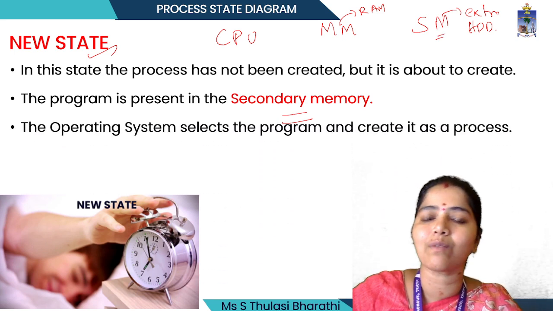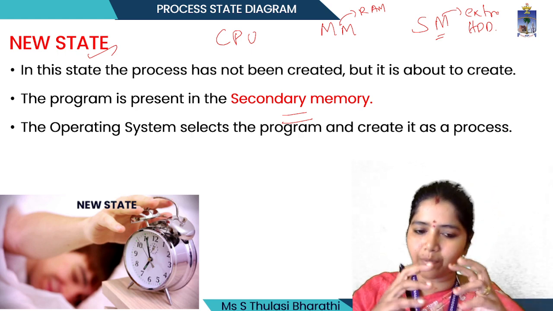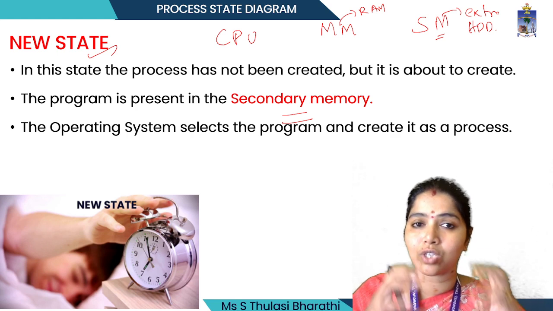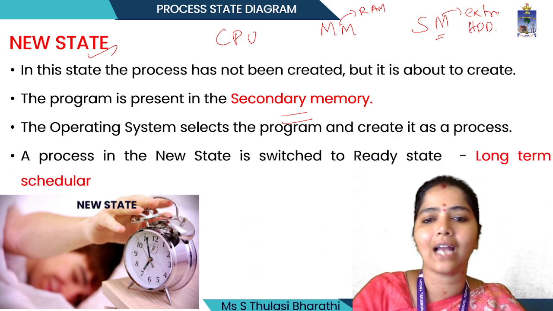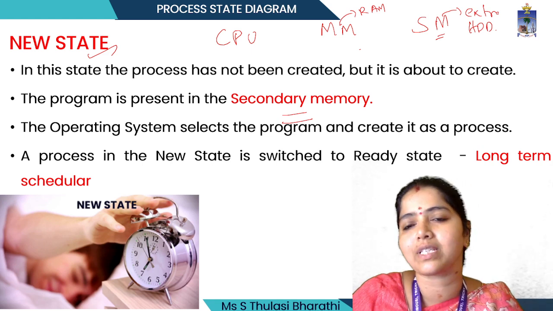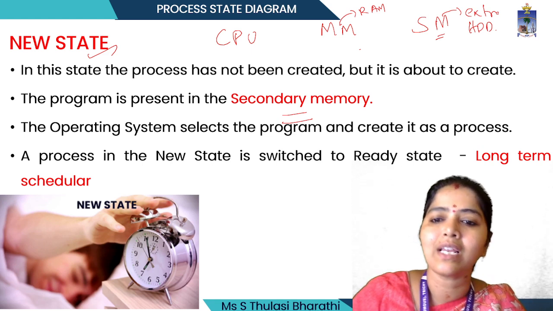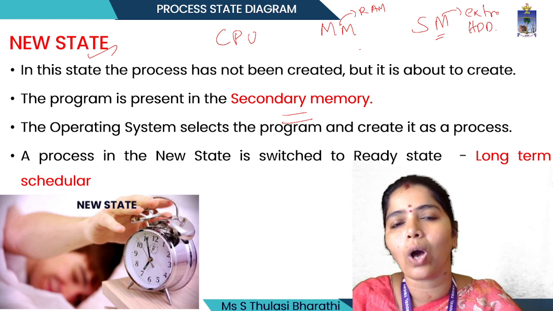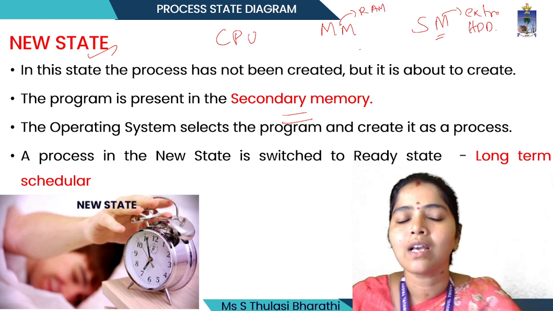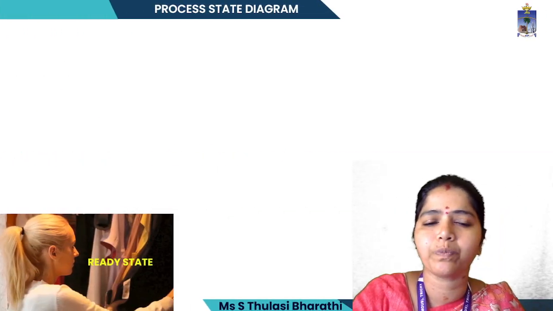The operating system selects the program from the secondary memory and names it a process. What is a process? You have to wake up and go to college. So that process is being created and now it is switched to the ready state. Whenever a process is switched to the ready state from the secondary memory, we call it a long-term scheduler. We will study long-term schedulers in a separate class. Now I will tell you only about the states. Next we move to the ready state.